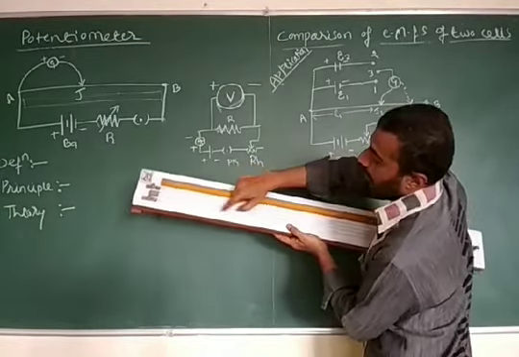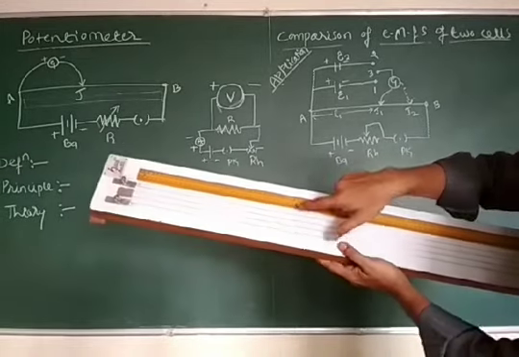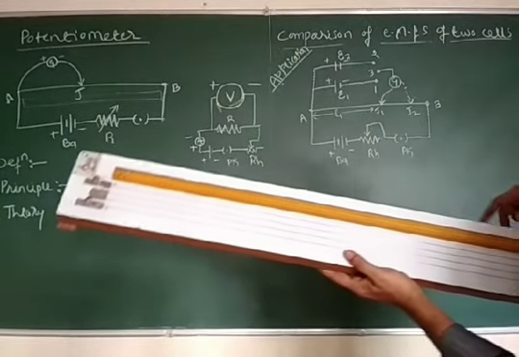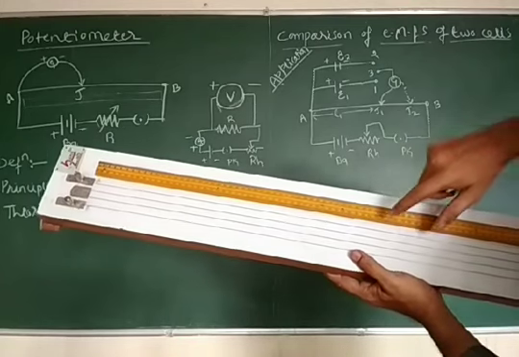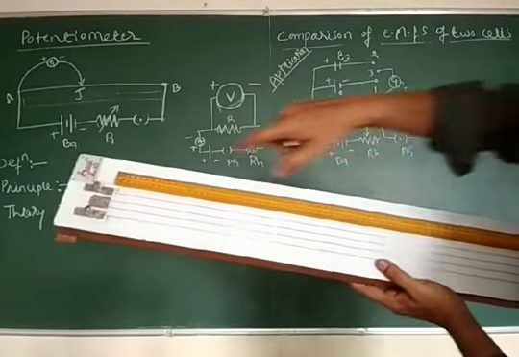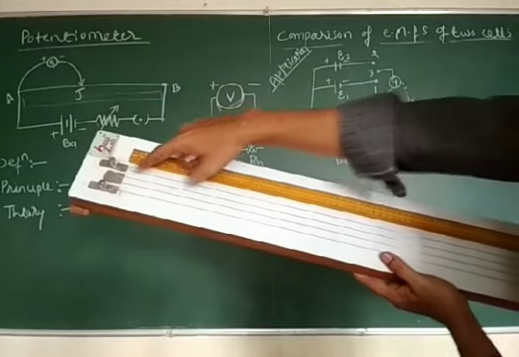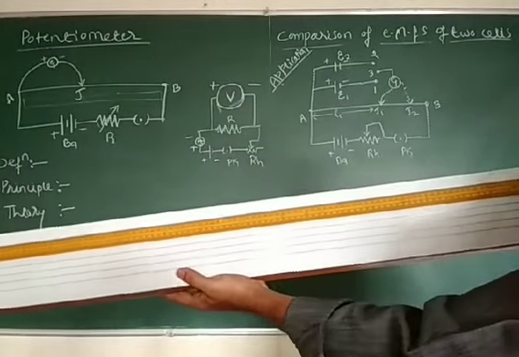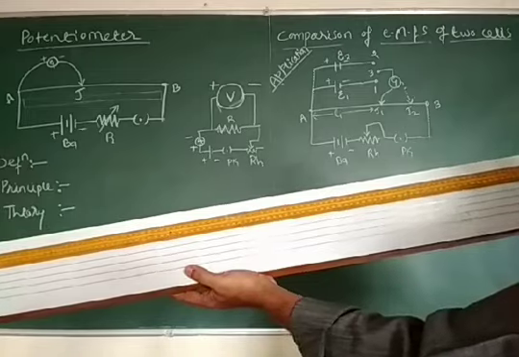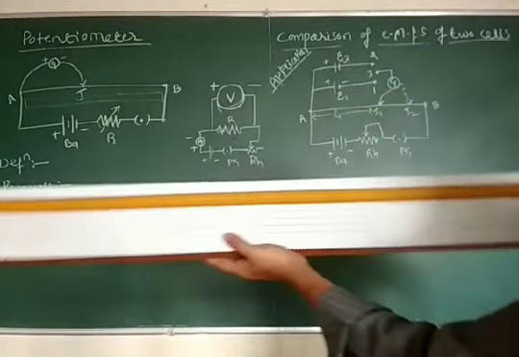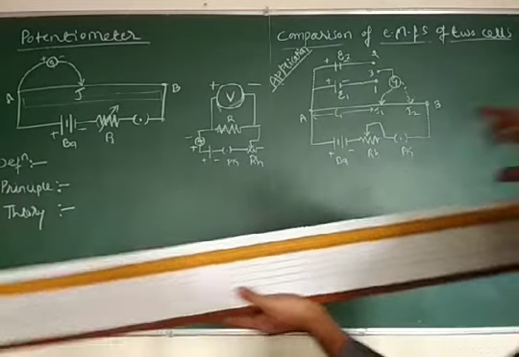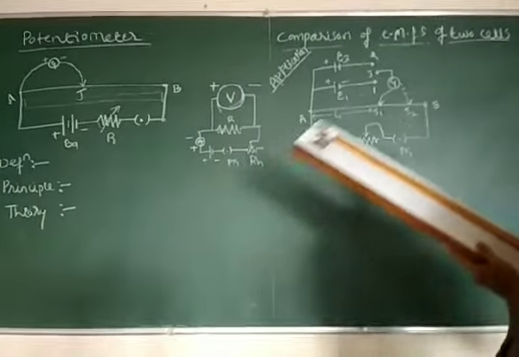This wire is either of Constantan or manganese, because those are the alloys which offer maximum resistance and have a low temperature coefficient. See how it is stretched: from 0 to 100 centimeter or 1 meter, 101 to 200 centimeter, 201 to 300 centimeter, and 301 to 400 centimeter, like that.